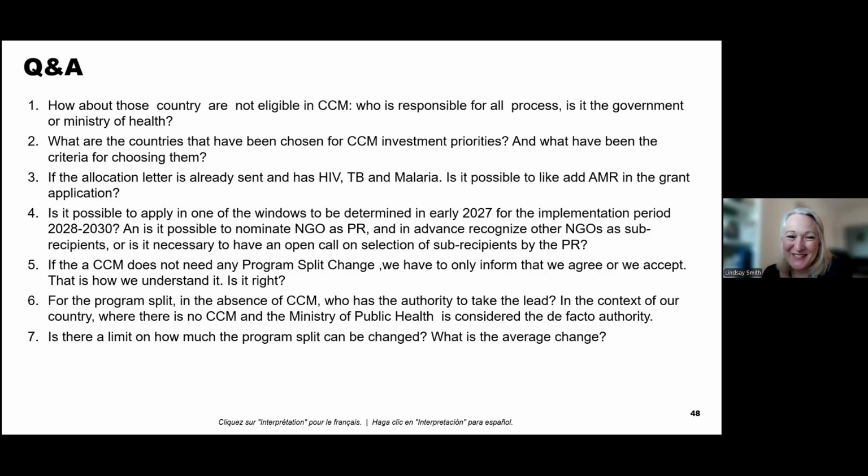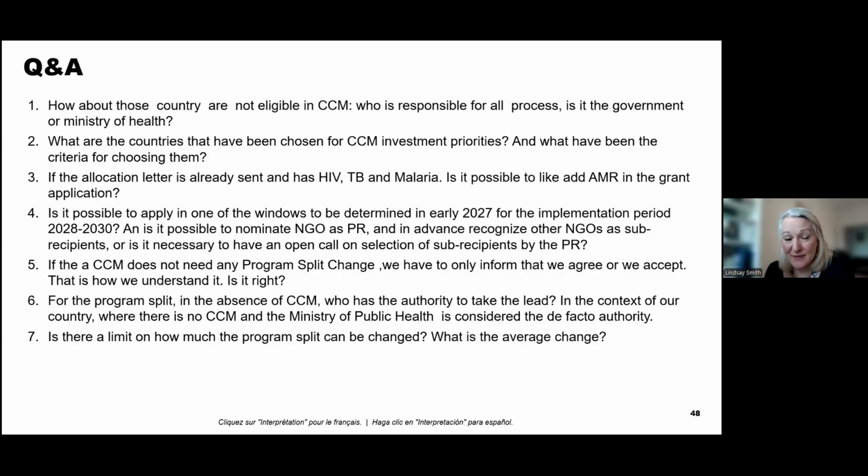Okay, question 5. If a CCM does not need a program split change, we only have to inform that we agree or that we accept. This is how we understand it. Is it right? Yes, you've understood that. So for focused portfolios, if you agree with the proposed disease split, you can inform your CT that you accept the proposed disease split and you do not need to complete the form. The form is only required if you are requesting a change.